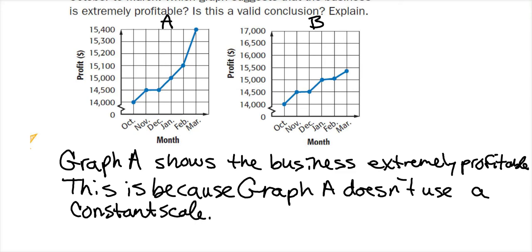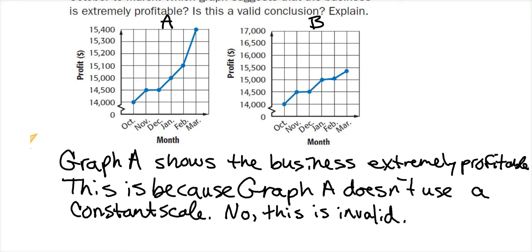Okay, so is this a valid conclusion? So no. That makes it invalid. All right, we know from graphing that you have to use the same scale all the time. If you want to count by 100s, that's fine, but you're going to have to do it all the way.